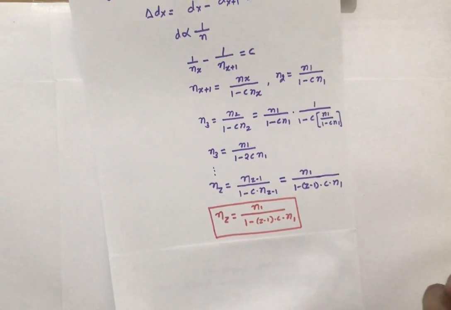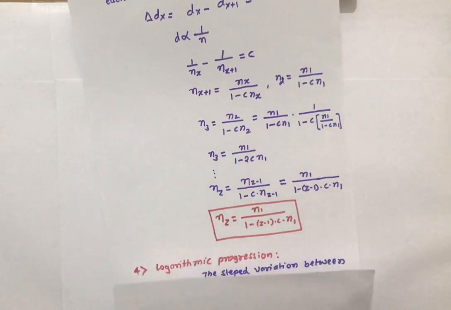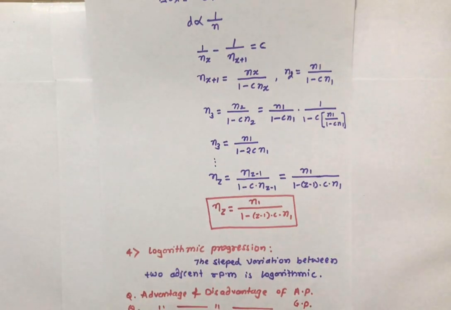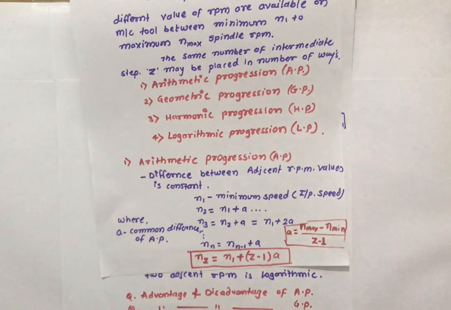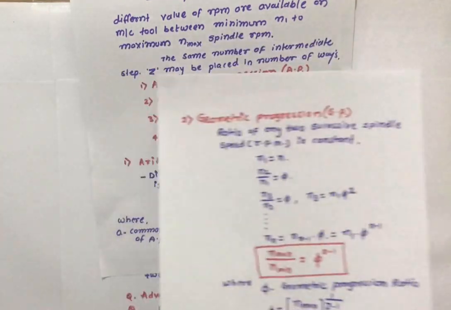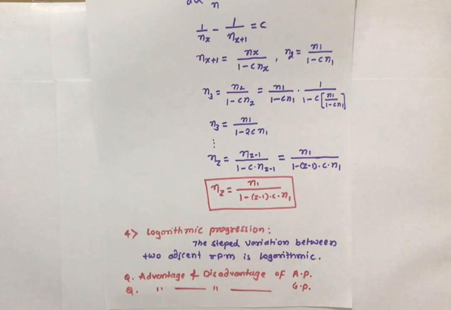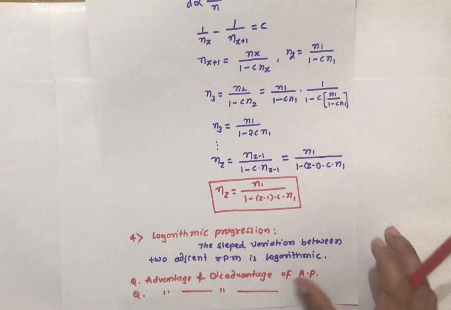In the exam they will ask you to find the different speeds using harmonic progression, geometric progression and arithmetic progression. Now the last one is logarithmic progression, where the variation between two adjacent rpm is logarithmic. So we saw the different laws: the first one is arithmetic progression, the second one is geometric progression, the third one is harmonic progression, and the fourth one is logarithmic progression. Now the theory question is, what are the advantages of arithmetic progression, and what are the disadvantages and advantages of geometric progression.